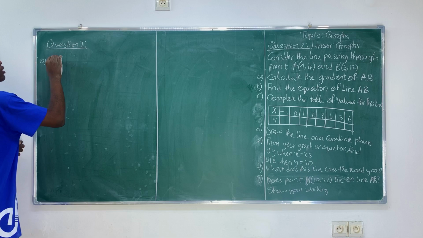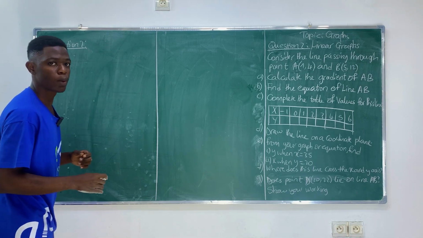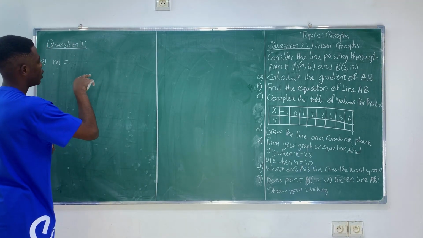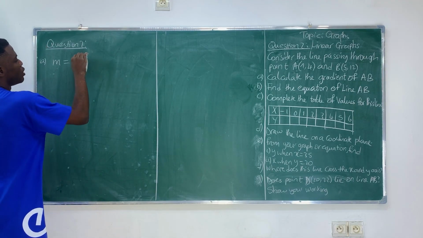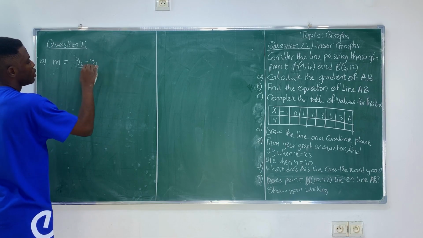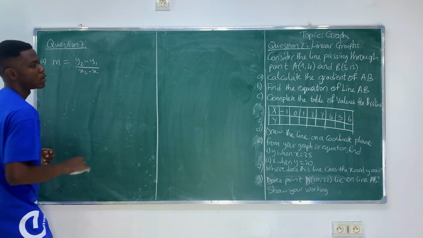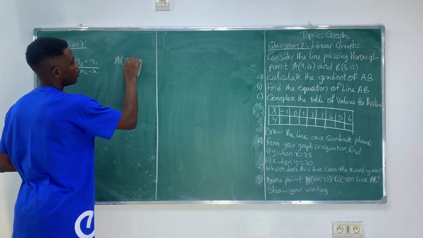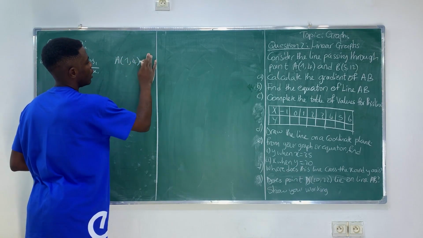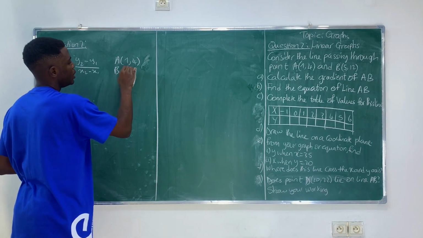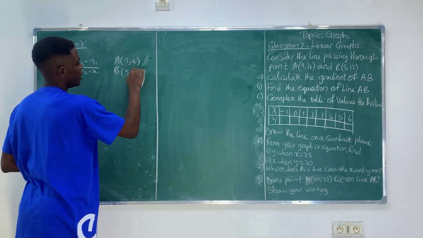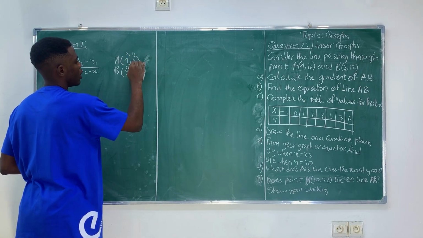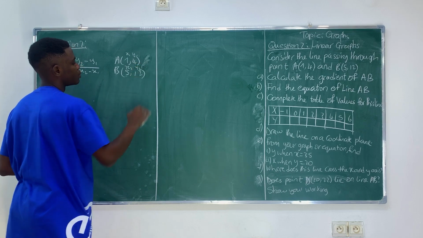So to calculate the slope, we have the formula m is equal to change in y all over change in x, which is y2 minus y1 all over x2 minus x1. And what are our points? We have A as 1, 4 and B as 5, 12. This is x1, y1. This is our x2, y2. Just like that.